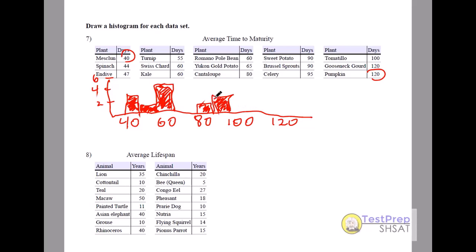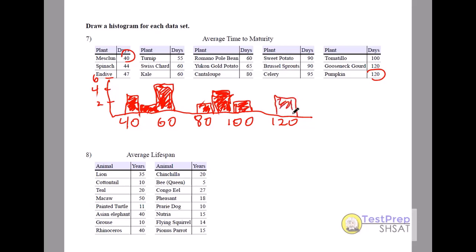Okay? 90s looks like was 3. Did I say there were 2? There are 3 of them. So let's adjust that height appropriately. In the 100s, there's 1. Nothing in the 110s. And then 2 values in the 120s.